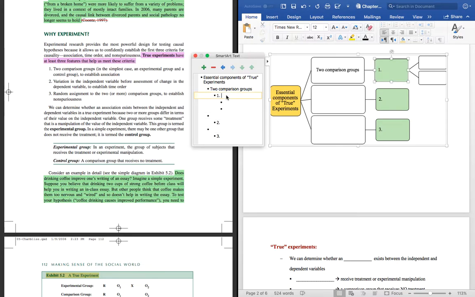We need to have two comparison groups to be able to establish association. Our two groups, one of them is our experimental group, and the other group is our control or comparison group.